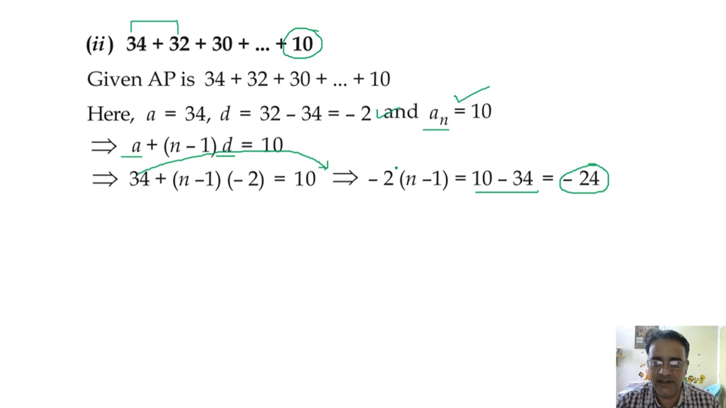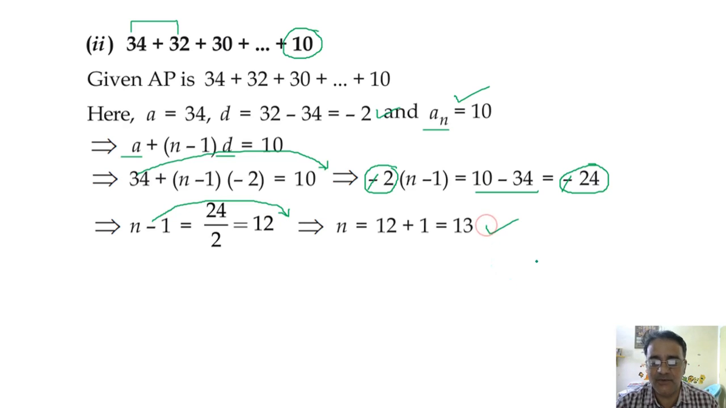If we divide minus 24 by minus 2, both minuses will cancel and we'll get 12, since 24 by 2 is 12. Now shift minus 1 to this side. What will you get? n is 13. 12 plus 1, 13.